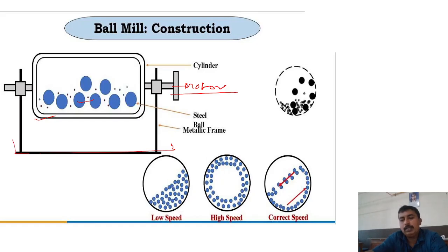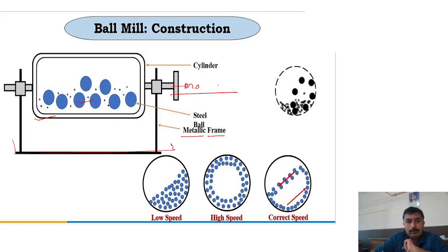How the powder particles are reduced to fine size, we have already discussed. Two major mechanisms are there. The first is attrition, the second is impact. So the ball mill consists of a hollow cylindrical drum. It is made up of stainless steel. Then the balls are also made up of stainless steel. The balls are placed in the cylindrical drum, and this drum is mounted on the metallic frame. You can see in the diagram, the metallic frame is there, and the drum is connected to the motor.